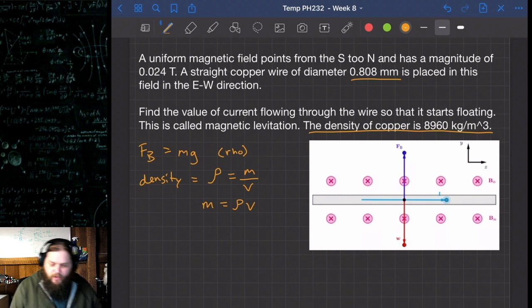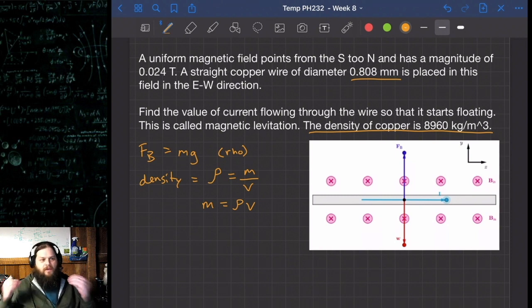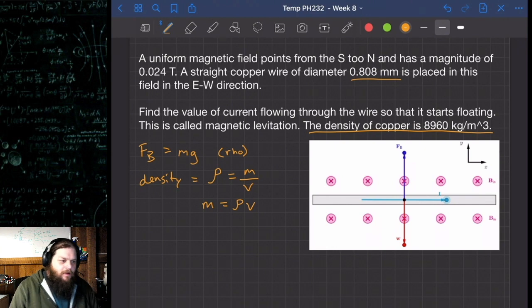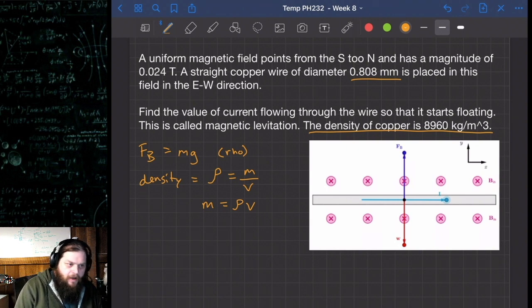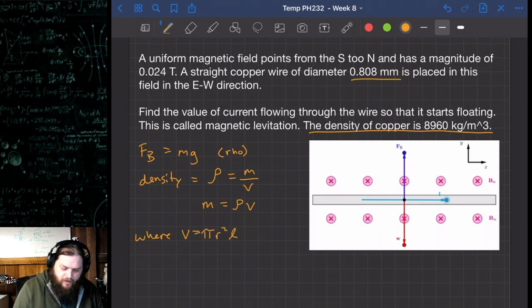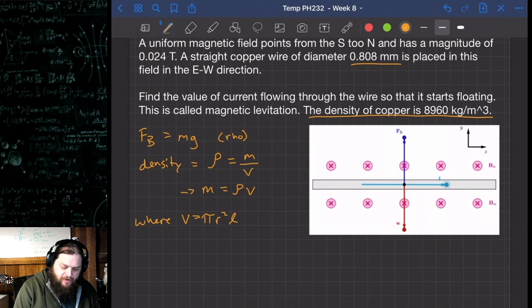In this case, we have a long copper wire, so the volume is going to be equal to the volume of a cylinder. The volume of a cylinder is the area times its length. Area can be pi r squared, the area of a cross-sectional circle. So V is equal to pi r squared times its length, say L. Therefore, we can rewrite the mass equation: mass is equal to the density times pi r squared times length.